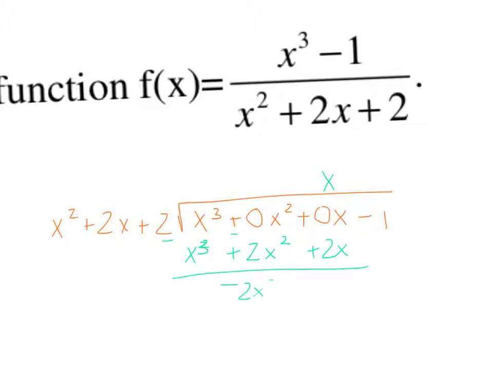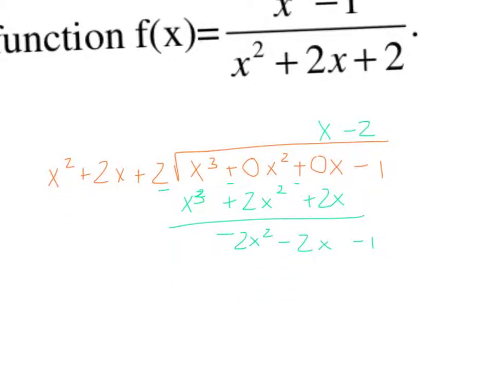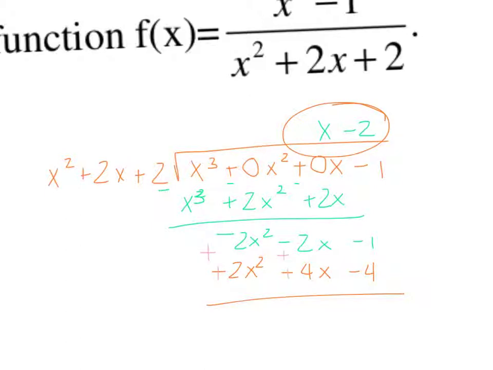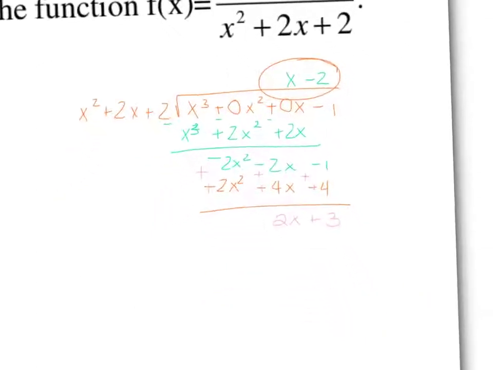Here we get negative 2x squared. Here we get negative 2x. Bring down the 1. Negative 2x squared divided by x squared is negative 2. Multiply it out. We get negative 2x squared minus 4x minus 4. I'm not interested in the remainder. What I'm interested in is this. But let's find the remainder. Take the difference. Here we get 2x plus 3. So my slant asymptote is y equals x minus 2.